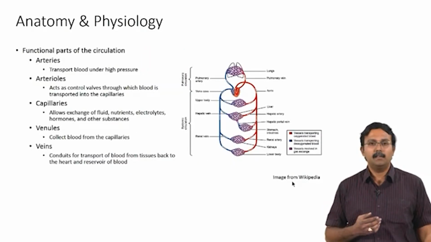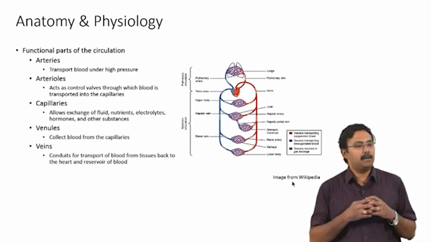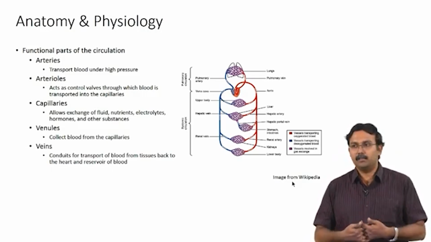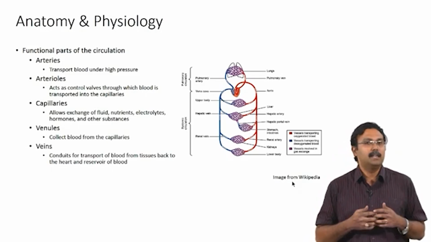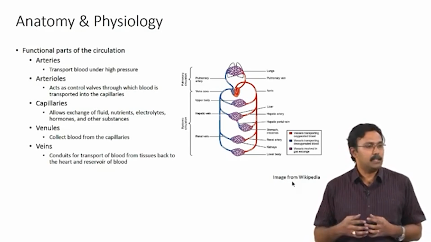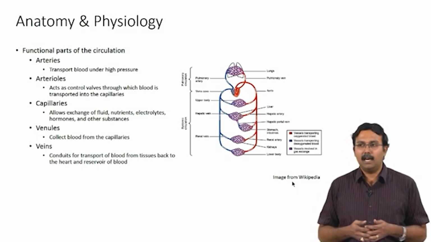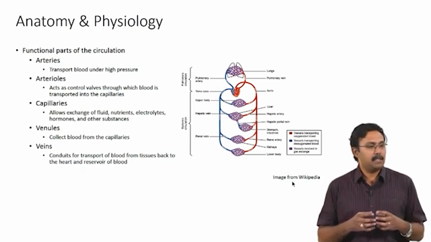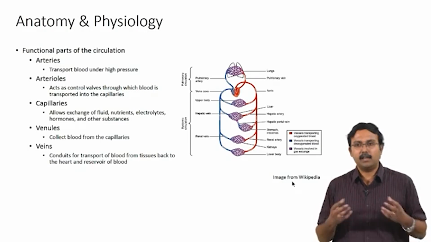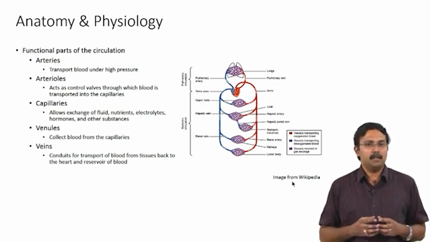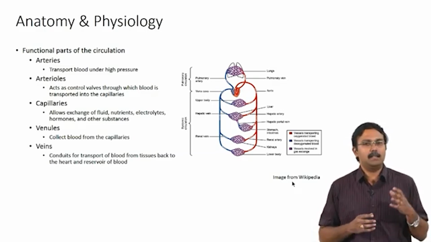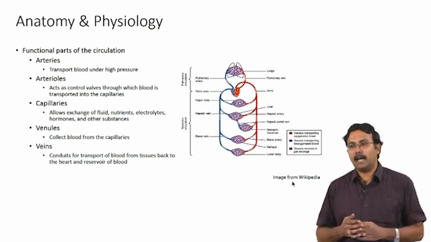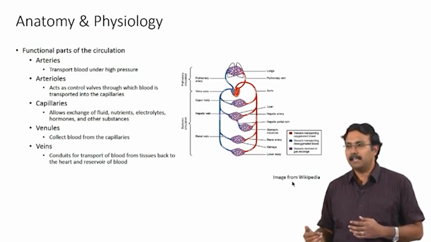researching. And first, when we talk about vascular tissue engineering, we need to understand the anatomy and physiology, which is very basic to start with, right. So, there are different parts which are involved in the circulatory system. So, the functional parts which are involved are the arteries, arterioles, capillaries, venules and veins.